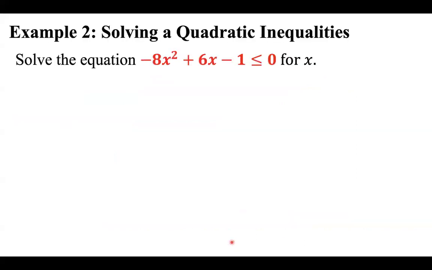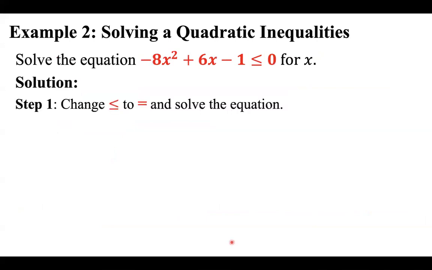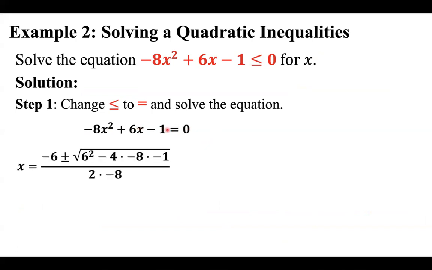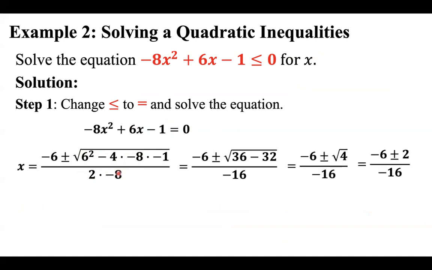Let's look at a second example. We're going to follow the same steps. So first thing is first, we're going to change that into an equal sign to make it an equation and figure out the x values that would make it equal to 0. So we can go ahead and use the quadratic formula. That's my b value. So the negative of that plus or minus the square root of b squared minus 4ac, over 2a. And if I go ahead and simplify this, I get this. And then, of course, negative 6 plus 2 is negative 4, and negative 4 divided by negative 16 is negative 1/4.